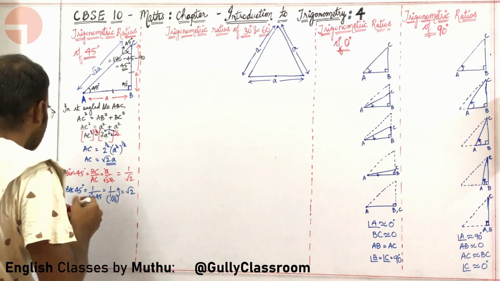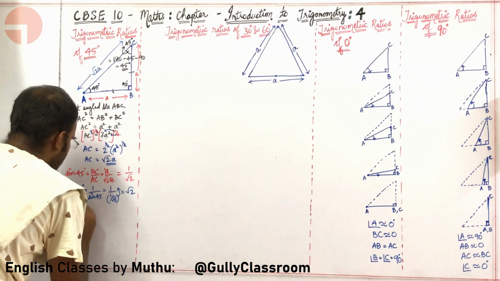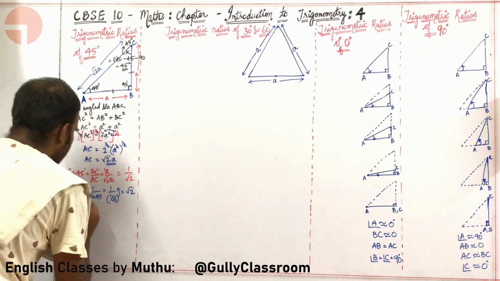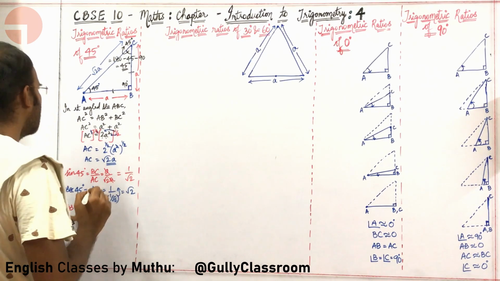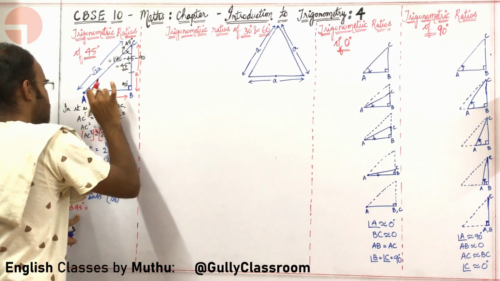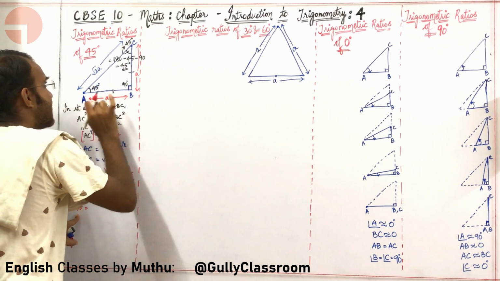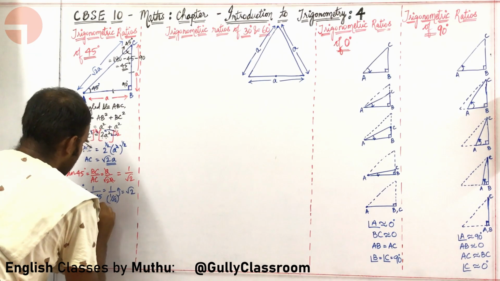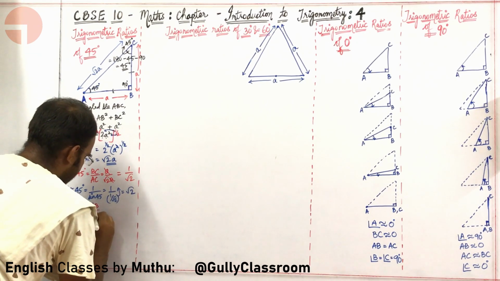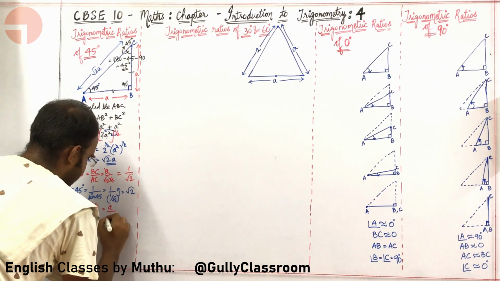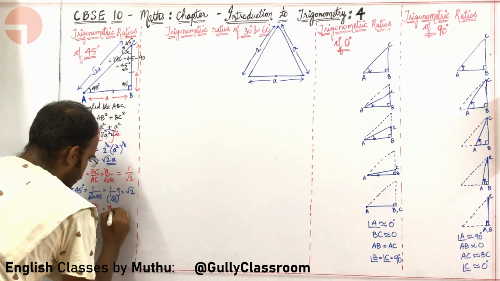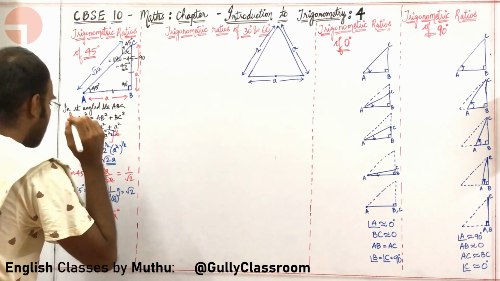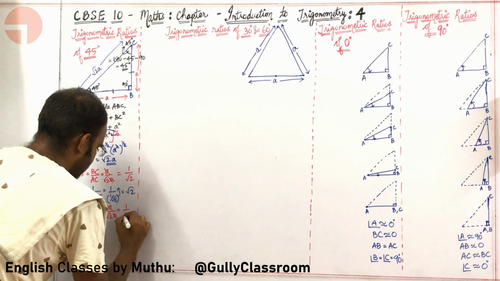I want to find the value of cos 45. What is the value of cos 45? Cos 45 is nothing but, with respect to 45 degrees in angle A, adjacent side by hypotenuse. So it is AB divided by AC. AB value is A, AC value is root 2A. Root 2 and root 2 will get cancelled, and we will get 1 by root 2.